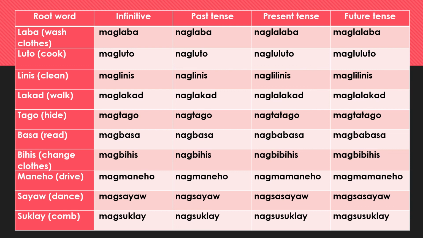Okay, and next to it, if you have time, practice writing simple sentences using the following forms of verbs. Okay, so infinitive, past tense, present tense, and future tense.